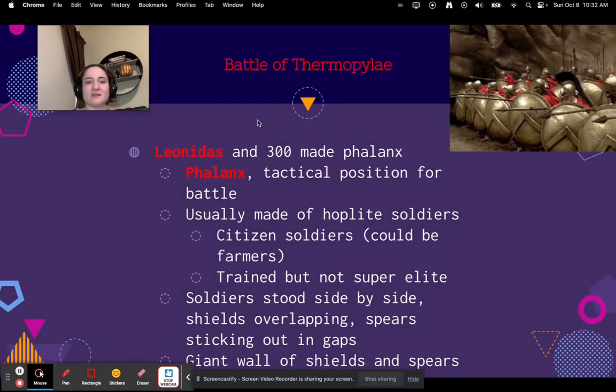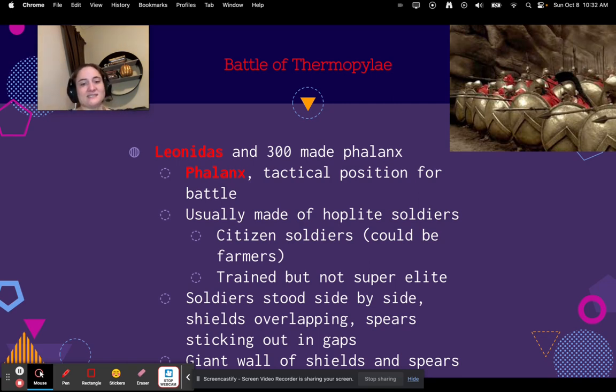Pretty cool. So Leonidas and the 300, the reason why they lasted 3 days is because they made the phalanx. And a phalanx is a tactical position for battle. And it's usually made of hoplite soldiers, like we talked about a few days ago, right? Those are citizen soldiers, mostly farmers. They are trained. They're not super elite soldiers because their main job is to be farmers. But the phalanx was like the number one thing they did.